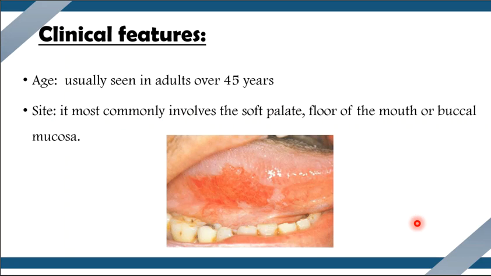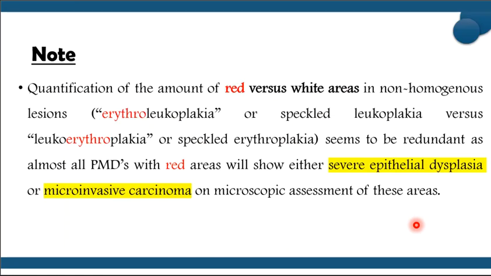So if a question comes with a case where it is on the tongue, I won't be surprised; I focus on the features and the pathological findings. We have a note here: quantification of the amount of red versus white areas in a non-homogeneous lesion. When a lesion has mixed white and red colors, it is called erythroleukoplakia, speckled leukoplakia, or leukoerythroplakia, or speckled erythroplakia. Erythroplakia may also have white dots. This seems redundant, as almost all pre-malignant disorders with red areas would show either severe epithelial dysplasia or microinvasive carcinoma on microscopic assessment of these areas.